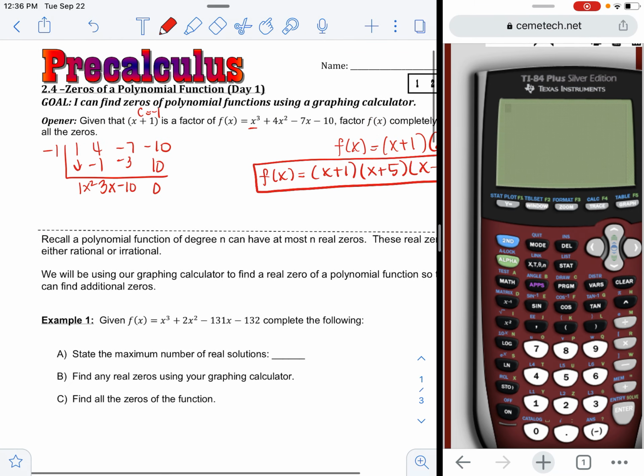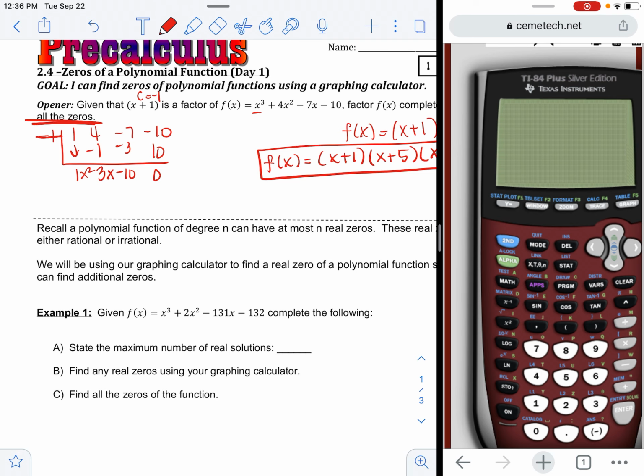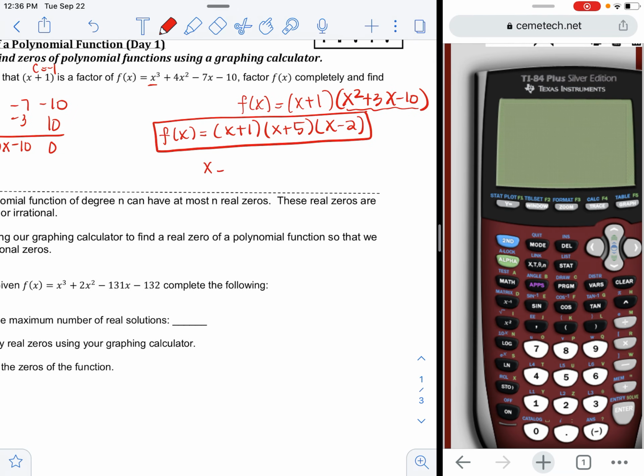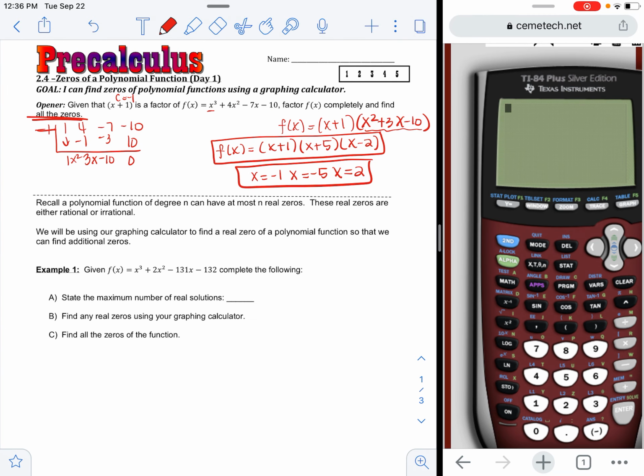It also says here, find all of the zeros. Notice I didn't give you any zeros, so you would have to, there's no other option other than finding all of them. X equals -1, x equals -5, x equals 2. And there are your zeros.